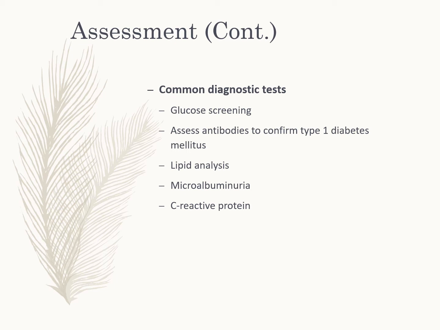Then the last one is C-reactive protein, which is made by the body during times of stress or infection. It's often elevated in those with diabetes and is associated with the inflammatory process of insulin resistance and cardiovascular disease risk. This can be elevated in those with inflammatory processes such as rheumatoid arthritis.